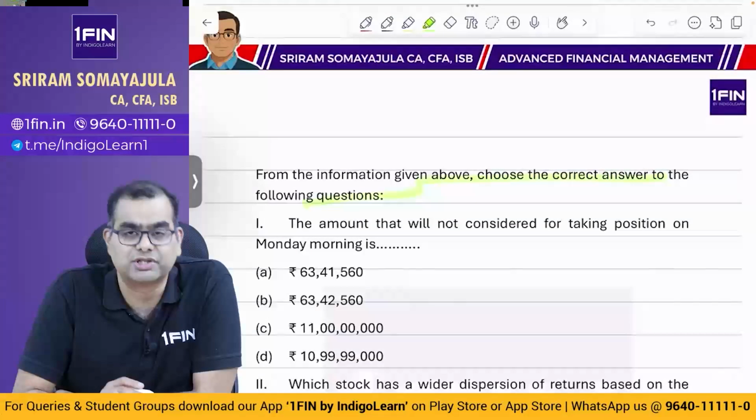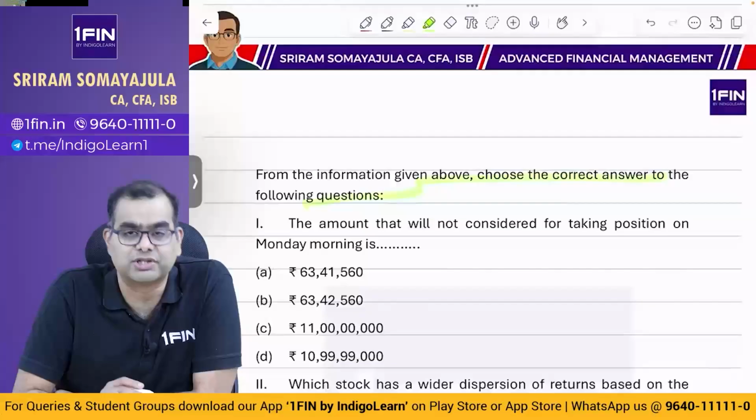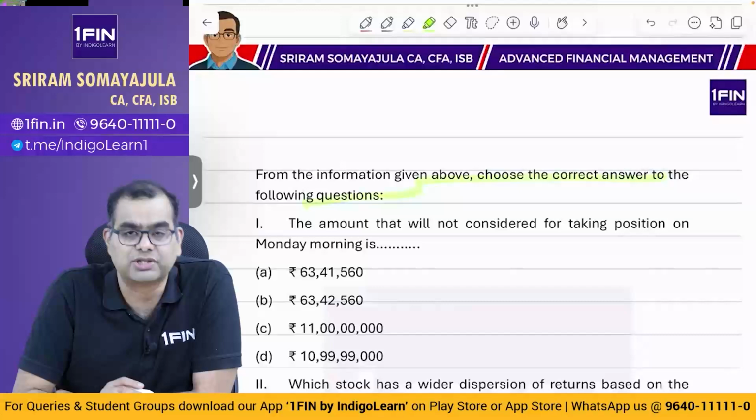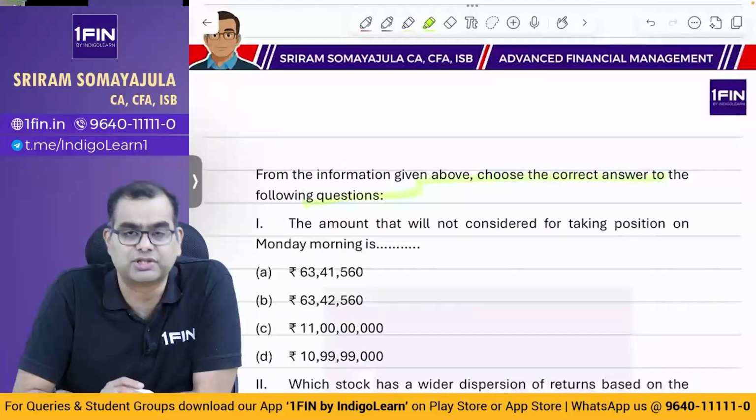This is mean. 4 into 0.1 plus 6 into 0.2 plus 8 into 0.4 plus 10 into 0.2 plus 12 into 0.1. This is also 8. Okay, now mean is 8, but what is standard deviation?